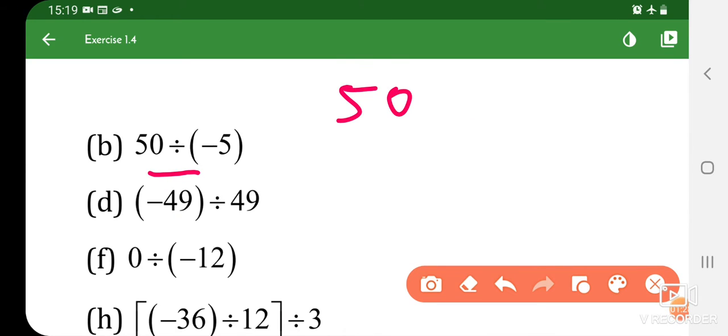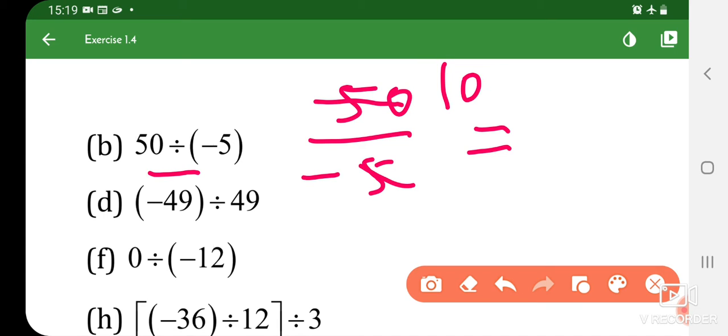Okay. Second, 50 divided by minus 5. We have to divide the whole numbers. In the 5 table, 50 comes 10 times. So the answer is 10, and which sign is here? Minus. So the answer is minus 10.